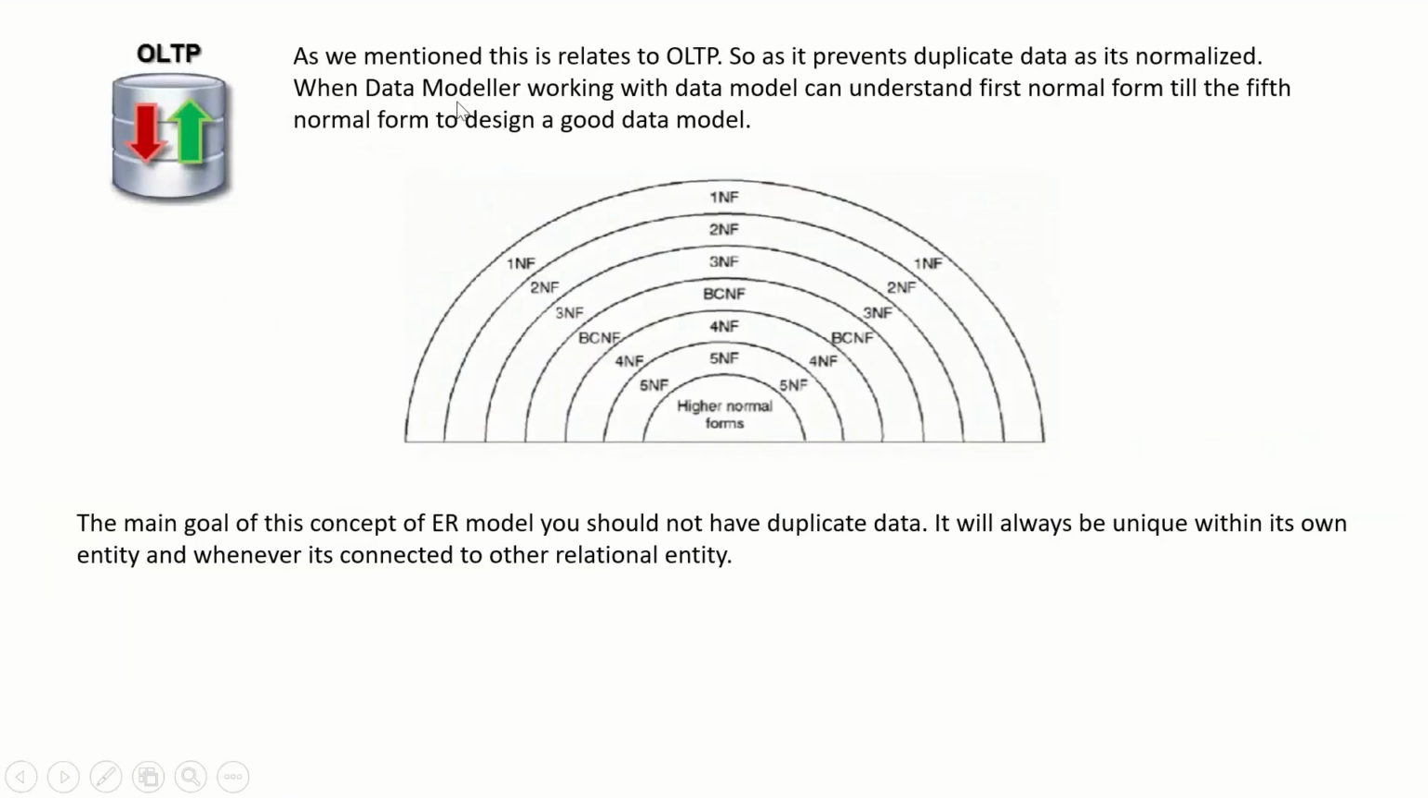So, as we mentioned, this relates to OLTP, as it prevents duplicate data because it's normalized. In OLTP, when a data modeler works with a data model, he should understand the normal forms, first to fifth, to design a good data model. The data modeler has to know these forms. From first to fifth, he is able to design a good data model. The main goal of the ER model is that you should not have duplicate data. It will always be unique within its own entity and whenever it's connected to other related entities.